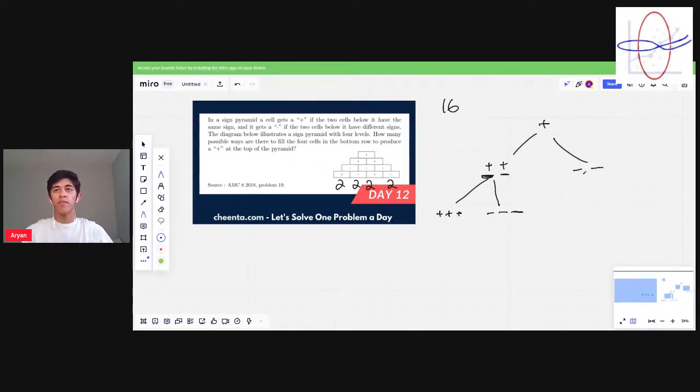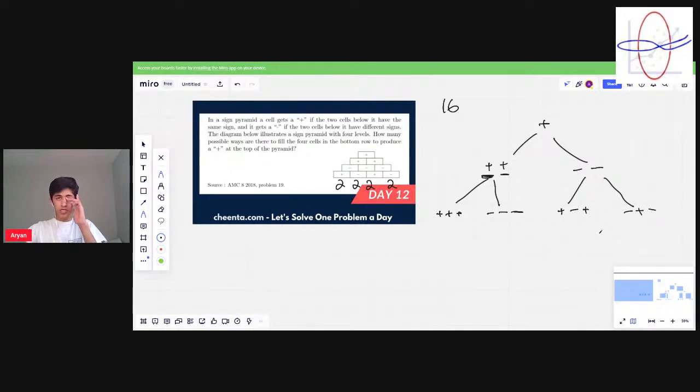And now if you look at minus, the first minus comes from, we need 2 different signs. So we either have plus minus or we have minus plus. Now to get the second minus, we have to again have 2 different signs. So our middle and our third sign have to be different. So it would be minus plus and it would be plus minus.